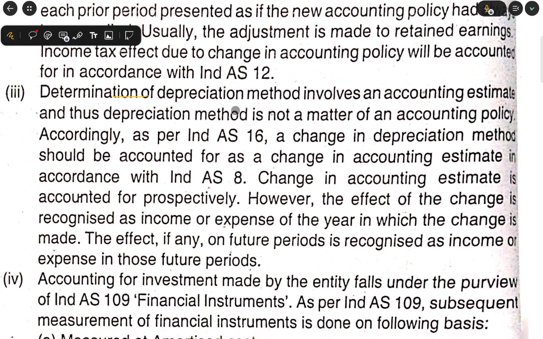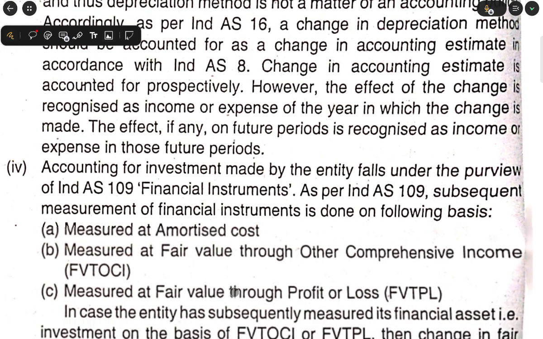Determination of a depreciation method involves an accounting estimate. A depreciation method is not a matter of accounting policy. As per Ind AS 16, a change in depreciation method should be accounted for as a change in accounting estimate in accordance with Ind AS 8. A change in accounting estimate is accounted for prospectively. However, the effect of the change is recognized as income and expense of the year in which the change is made. The effect on any future period is recognized as income and expense for that future period.